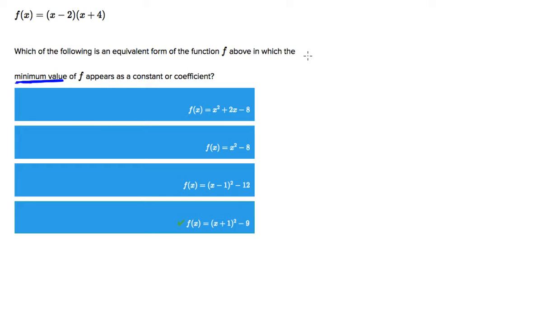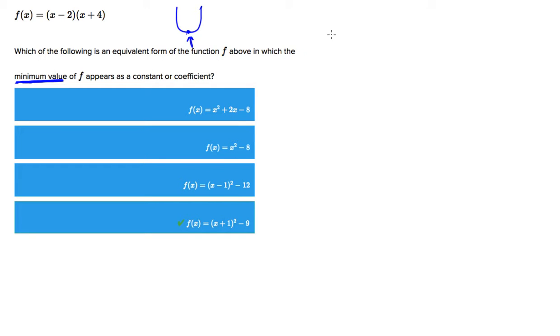So we need to know what the minimum value actually refers to with a quadratic. Note that a quadratic with a positive leading coefficient is going to take the shape of a parabola, a U shape like this. It's symmetrical on both sides of the vertex, and the minimum value is actually the y value of that vertex. So we just really need to figure out what the vertex is and then look for that value in one of these answer choices.